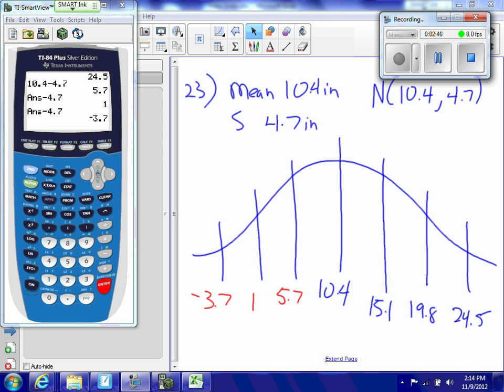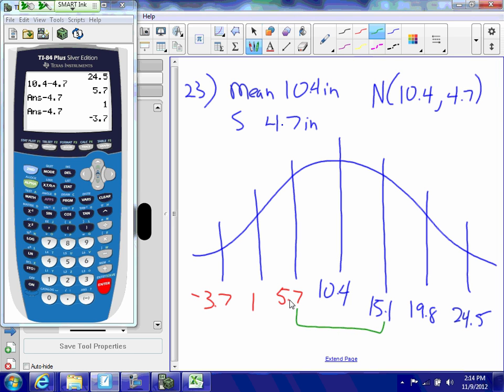Part B now says, what size would you expect the central 95% of all trees to be? Well, we know in the normal model, we have this piece right here takes up 68%. And from the second standard deviation negative to the second standard deviation positive encompasses the next 95%. So we would expect 95% of the trees in the forest to have a diameter of between 1 inch and 19.8 inches.